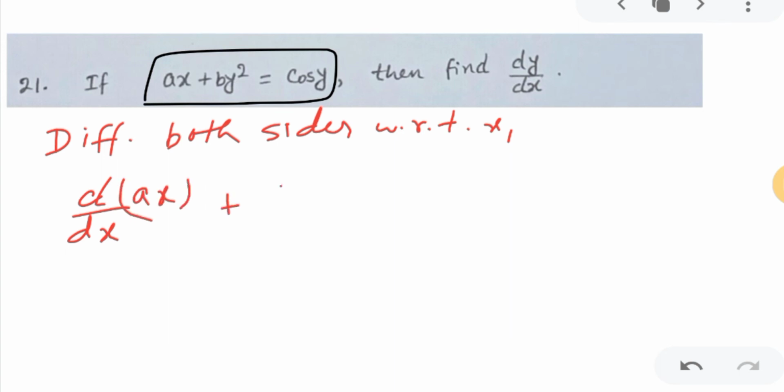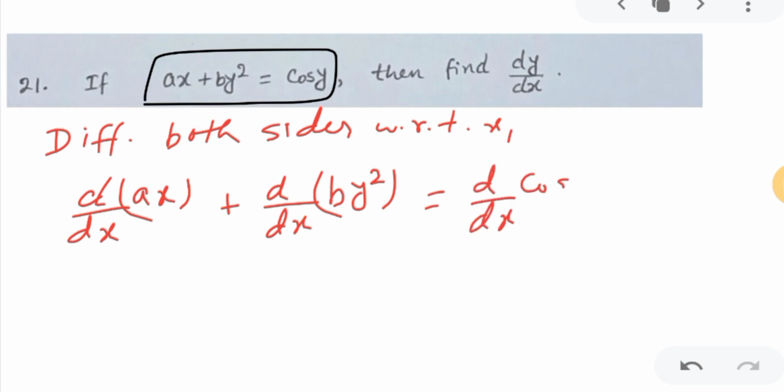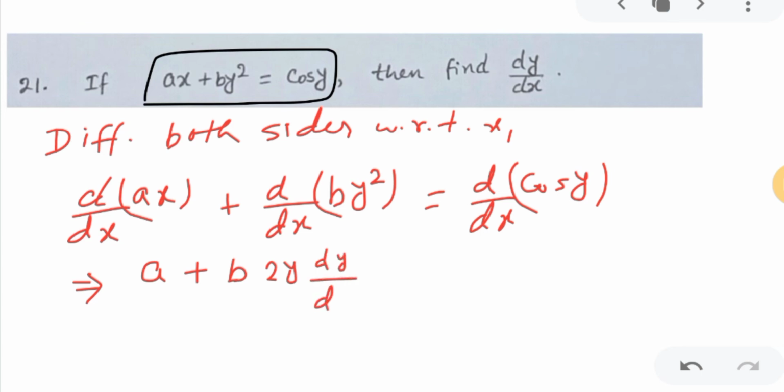I am skipping one step. You can skip one step in the exam if you are comfortable, correct? I am skipping it because the left side derivative and right side derivative will give this, and in the previous question I explained in detail. Here a is constant, so a will come outside and the derivative of x with respect to x will be 1, so the derivative will be a, correct? Plus here also b is constant, so b will come outside, and the derivative of y square with respect to x will be 2y, and the derivative of y with respect to x will be dy upon dx using the chain rule.